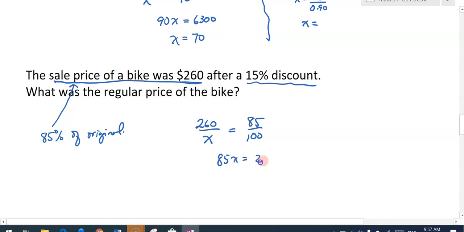85x equals 26,000. And we get that x is $305.88. That was the original price. Taking our 15% discount got us to $260.